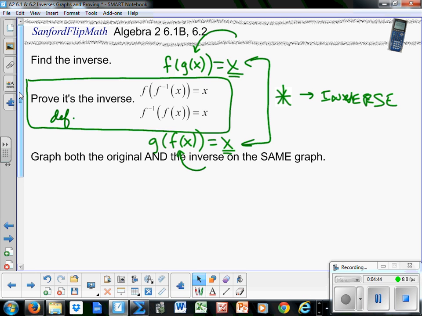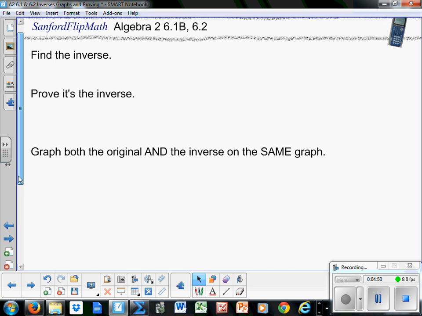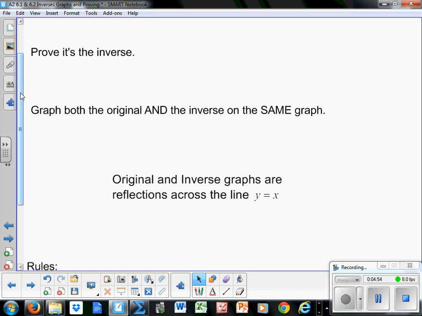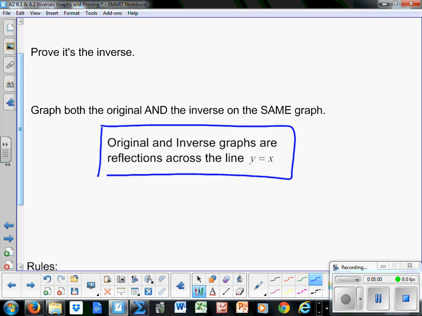Okay, and last but not least in our little list here is graphing the original and the inverse on the same graph. Well, if you do that, then the original graph and the inverse graph will be reflection images across the line y equals x.